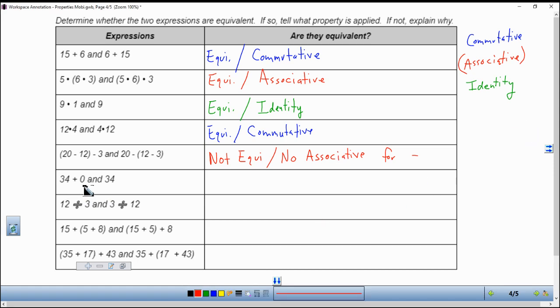We got 34 plus 0 is 34. Well, these have the same value. All we did was add 0. You get itself back, so that would be the identity property. Equivalent, and that's the identity.